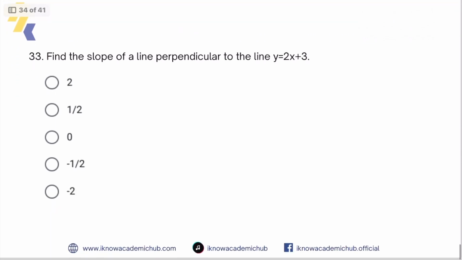Ayan. So, next number we have, find the slope of a line perpendicular to the line y is equal to 2x plus 3. Okay. So, I have a note here.